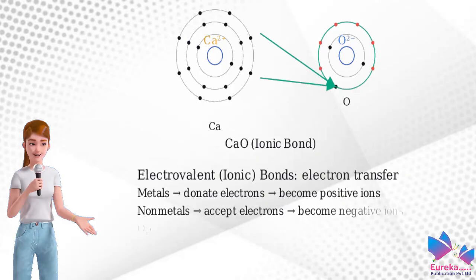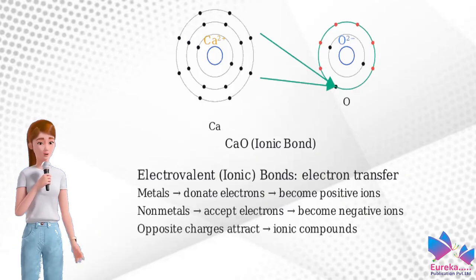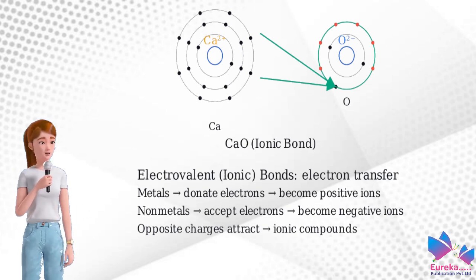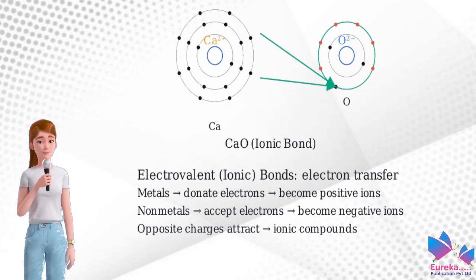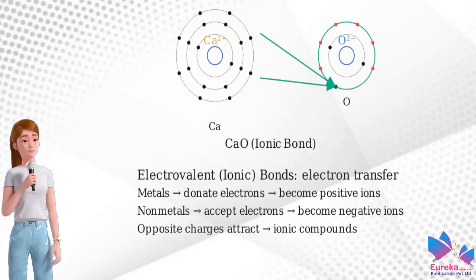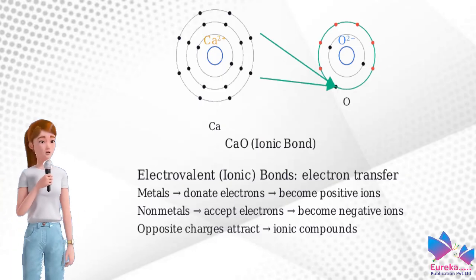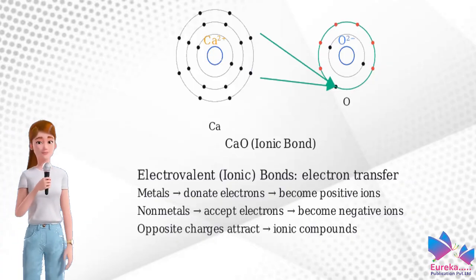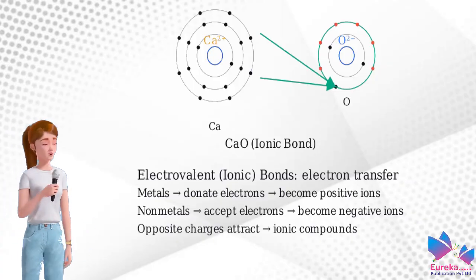Summary: electrovalent, or ionic, bonds form when metal atoms transfer valence electrons to nonmetal atoms. The metals become positively charged ions, and the nonmetals become negatively charged ions. Opposite charges attract, creating stable ionic compounds like NaCl, MgCl2, and CaO.